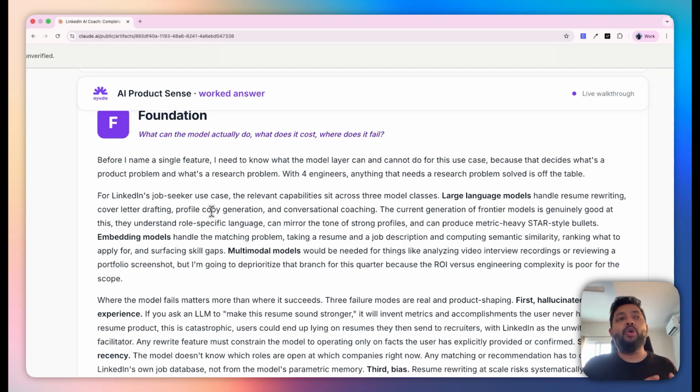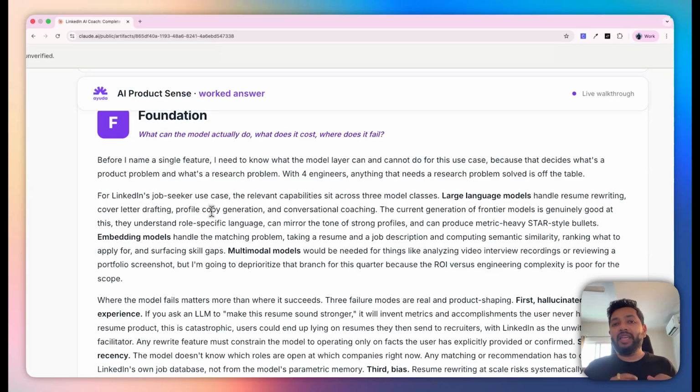Now, of course, if you don't know what these are, don't worry. This is something that an AIPM needs to know, but you can understand it very easily. A large language model is the model that you use on a daily basis, right? Which is your ChatGPT, your Claude, and all of the bases that get covered from there.